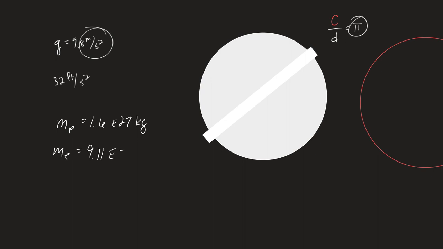9.11 times 10 to the negative 31 kilograms. Negative 27th. We think these are the same everywhere in the universe. But again, that's only relevant on Earth, right? Because it's in kilograms. How do you tell somebody on another planet what a kilogram is?